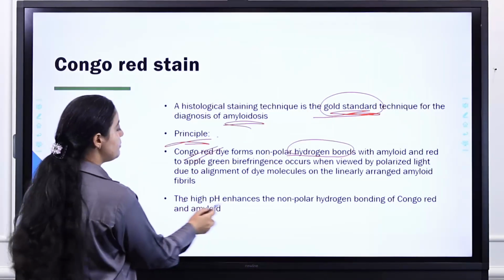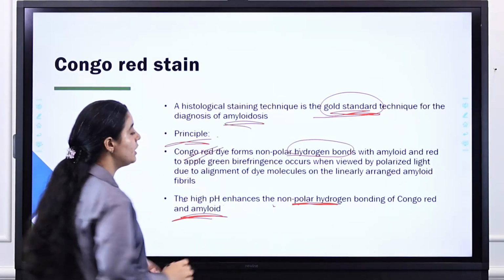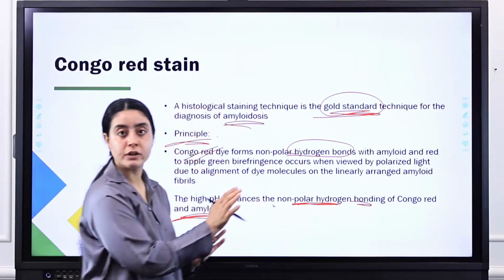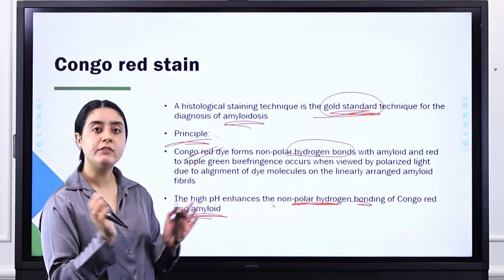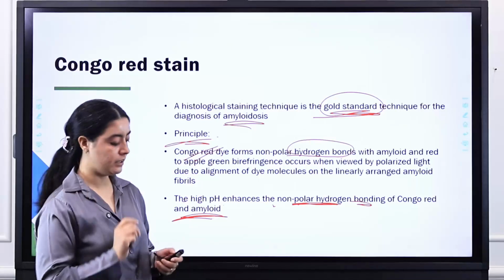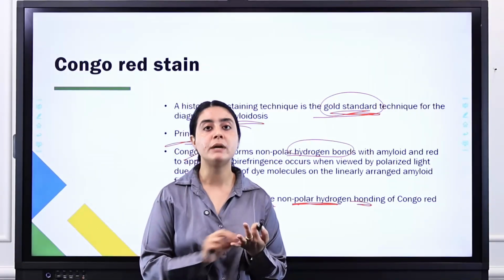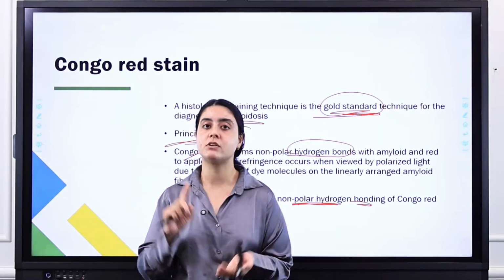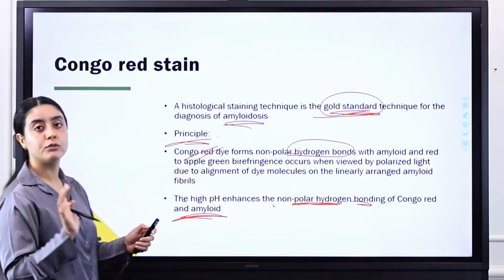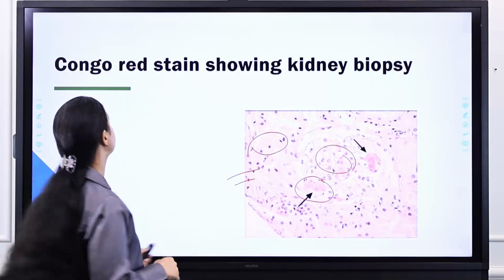The high pH enhances the non-polar hydrogen bonding of Congo red and amyloid. Because of the high pH, it enhances the bonding between the Congo red and the amyloid. So when they combine with the help of hydrogen bonding, it gives the red color under the microscope. You have to know the use of these stainings, like the routine H&E staining, the basic principle, and how you observe under the microscope.